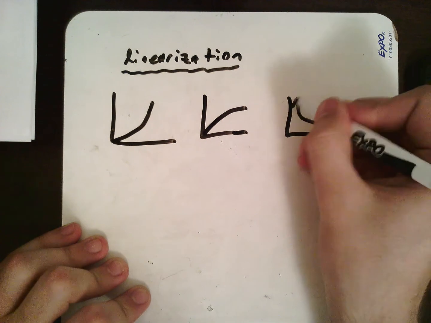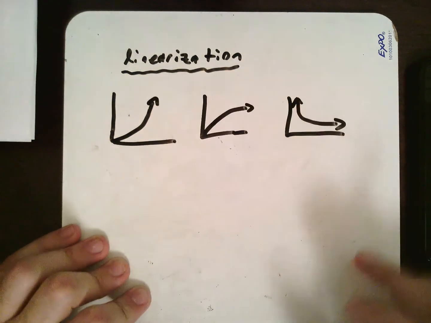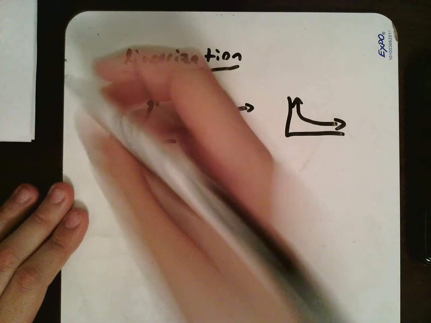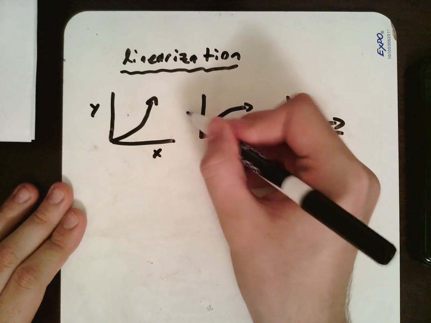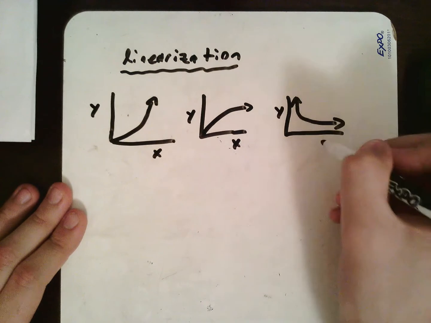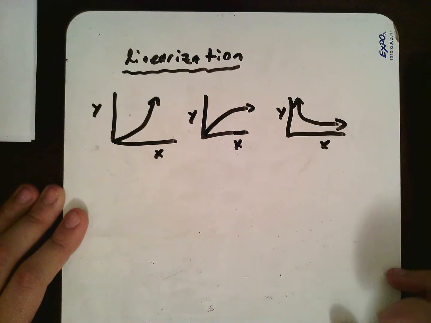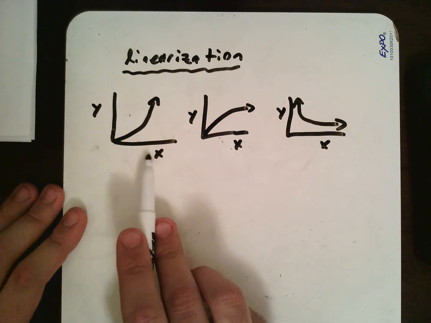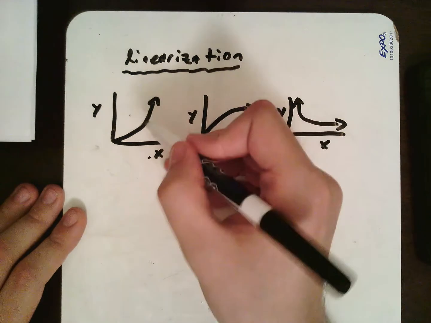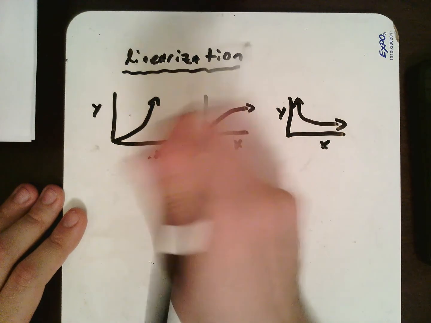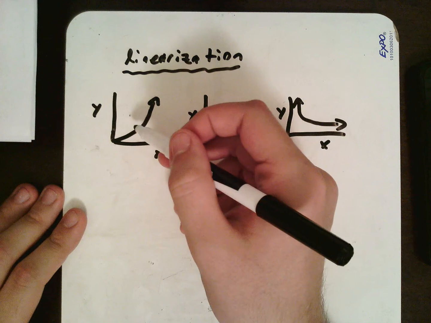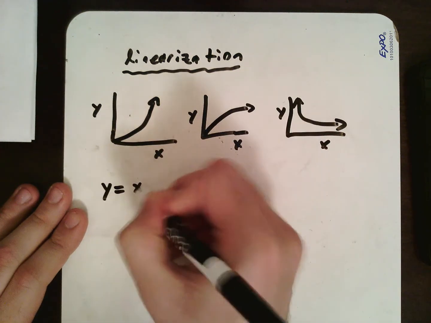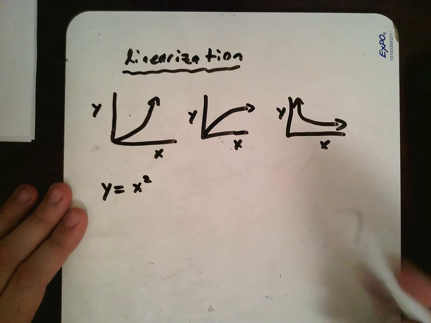So to do that, we want to look at how our y and our x are related. In this case, y increases much faster than x. A small change in x here creates a big change in y. So we know it's going to be y equals x squared.